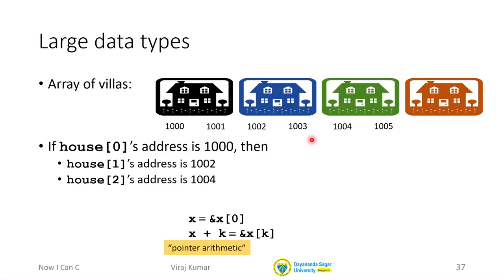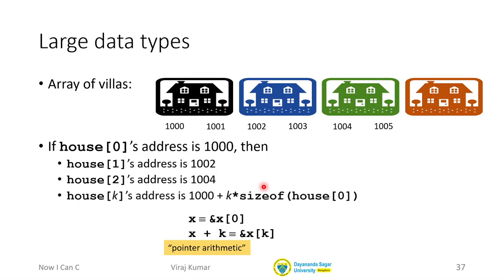So the general formula would now be something like this. If I want to know what the address of the kth house is, I would take the base address, and I would add k times however big a house is. So if a house occupies 2 plots, then the size of any one house will be 2. So this would be 1000 plus k times 2. And that's the formula that you could see applies over here.